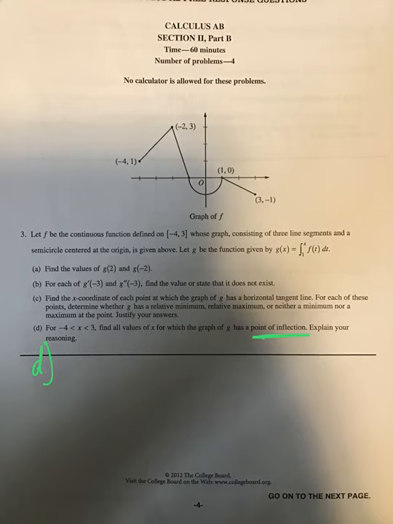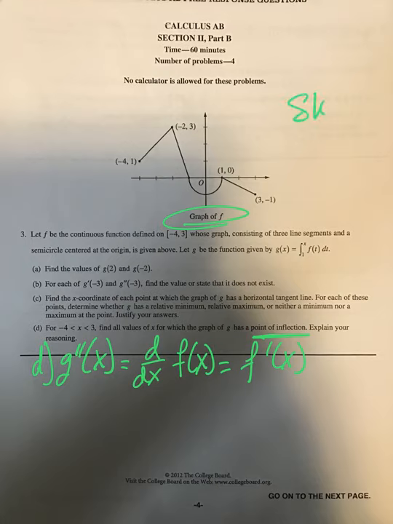Okay, so now again, let's think of the second derivative. The second derivative of g of x means you're taking the derivative of the first derivative of g of x. We already know the first derivative of g of x is f of x, so it's going to be f prime of x. That means it's the derivative of the graph. And what does derivative mean? Derivative means slope. I am looking at the slopes of this graph. And whenever the slope changes sign, that is a point of inflection.